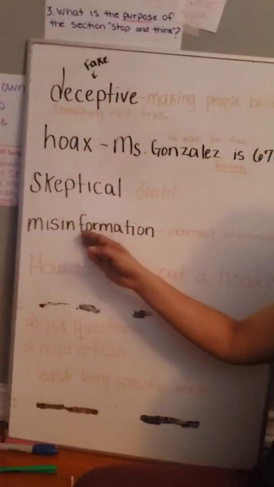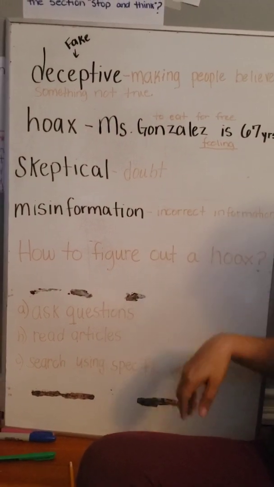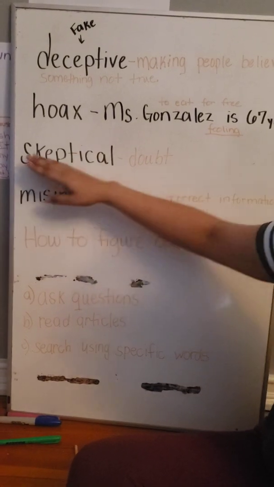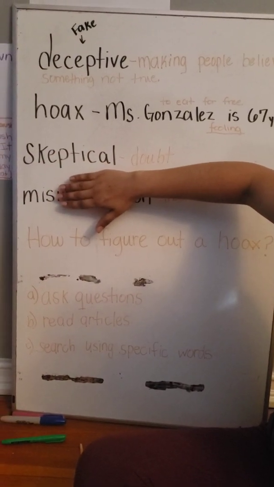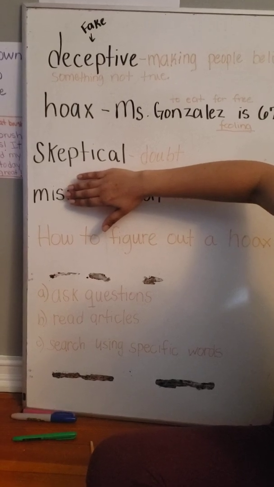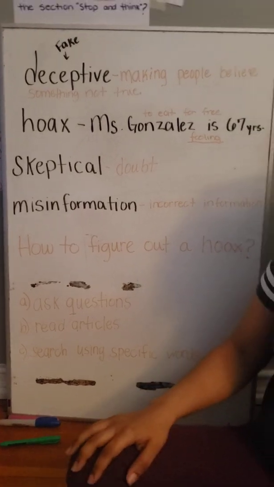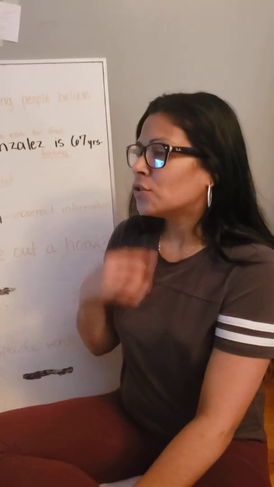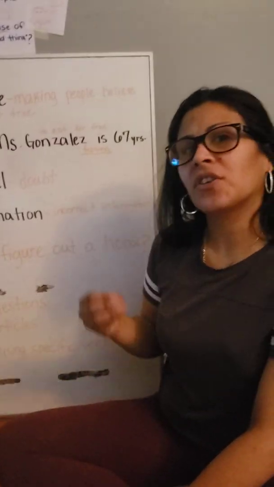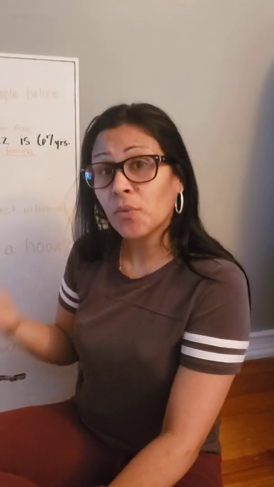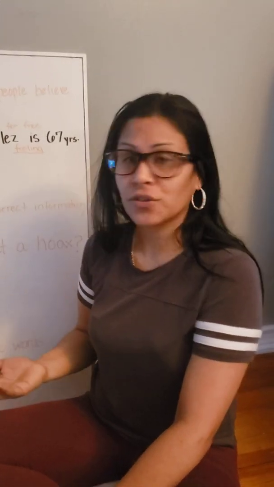The word misinformation is incorrect information. If we take this out as information, and we look at the beginning of the word, mis means not: information, incorrect information. So after reading this article, ask yourself, how can I figure out if something is a hoax or a lie or a fake? There are different ways you can figure out if something is true or not true, or if you're getting misinformation.